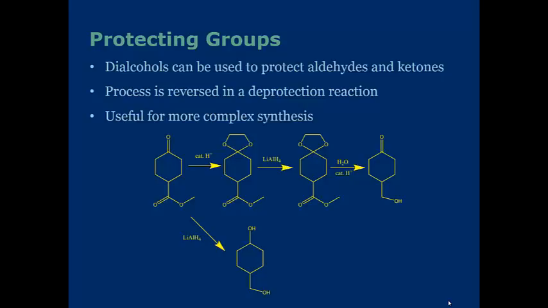If we are to protect the topmost keto group, the one on the cyclohexane, we will just use a dialcohol and chain it like so. This will let us manipulate the bottom group without messing with the top group. This is useful when we're dealing with more complex syntheses.